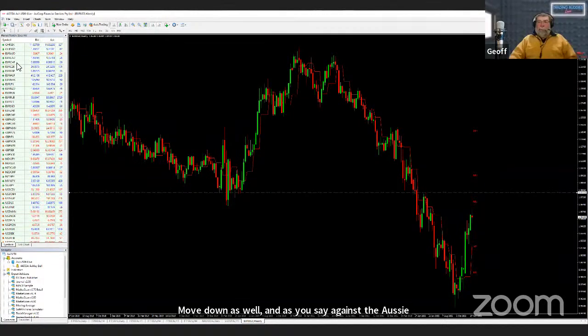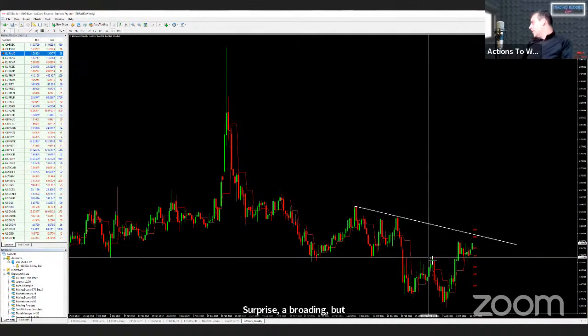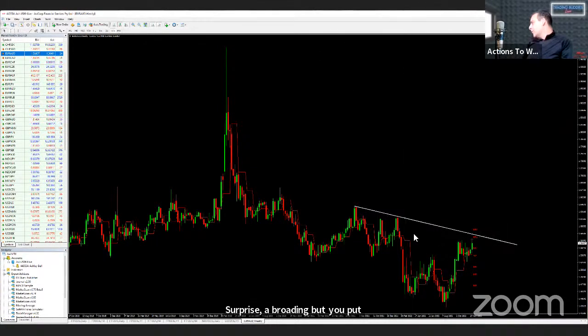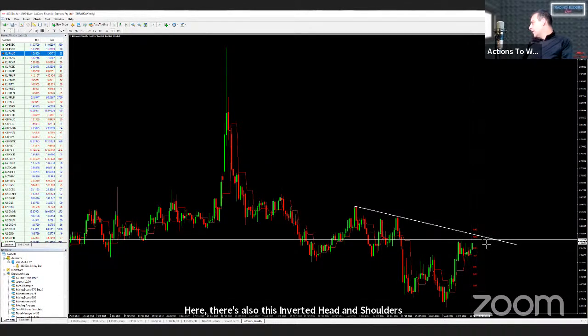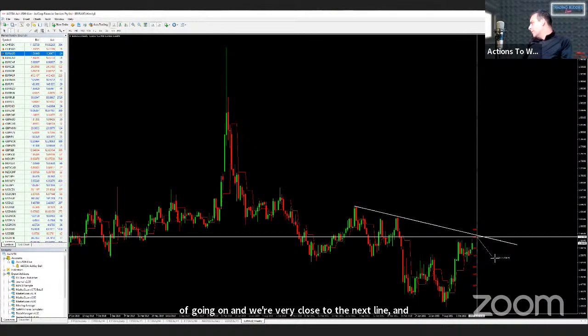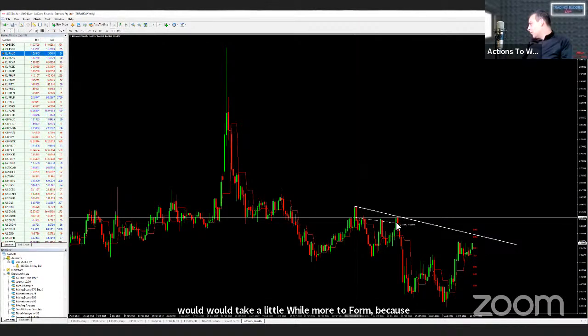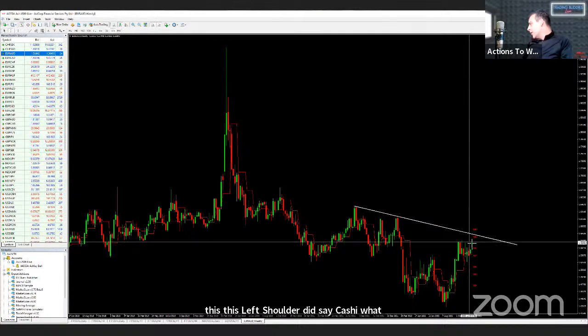I'll show you, if you can put up the chart. There's compelling evidence to suggest that there's some downside coming on the back of, surprise, surprise, a broadening pattern. Yes, there is a broadening pattern here. There's also this inverted head and shoulders going on, and we're very close to the neckline, suggesting that the right shoulder would take a little while more to form, because this left shoulder did take nearly a month to form. So we're nowhere near that.